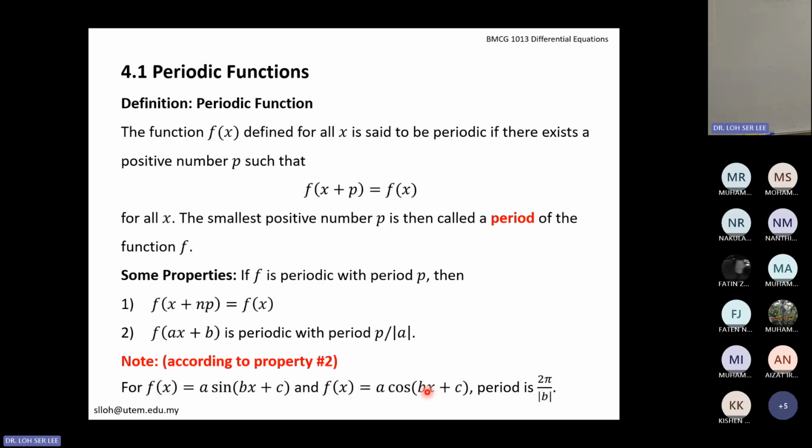So from here, the coefficient of x is b. That's why the period for this function is 2 pi over b. Because we know that the sine function period is 2 pi, and the cos function period is also 2 pi, so we use 2 pi over the coefficient of x.